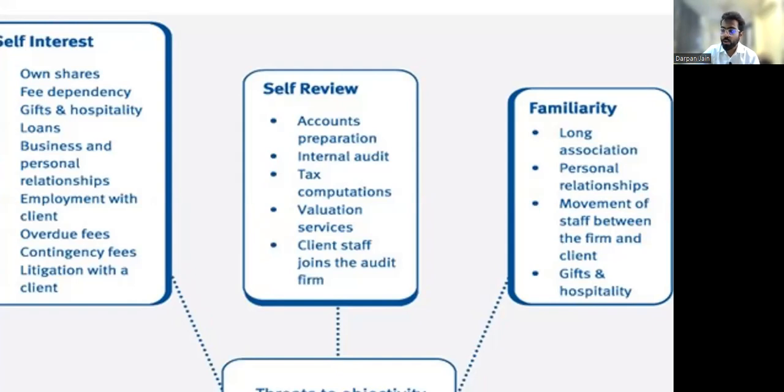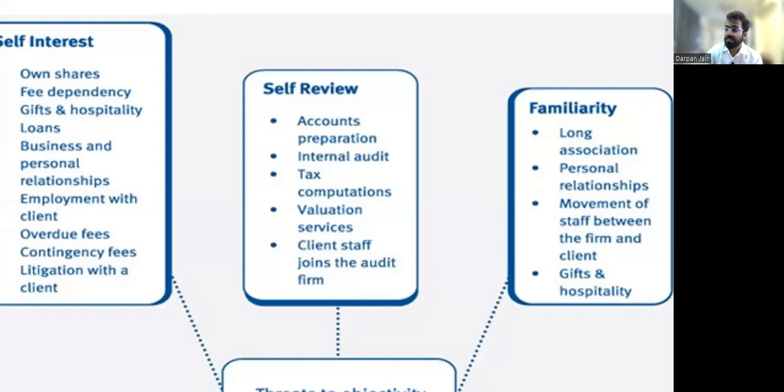Next, personal relationships. This we already discussed. If you have a personal relationship, like your wife being in that particular client, then again you will have a familiarity threat because you're very familiar with that particular person. All right. Next, movement of staff between the firm and the client. That means either the employees of the client are resigning and coming to your firm, or people from your firm are leaving the firm and going to the client. Then again, there will be a familiarity threat.